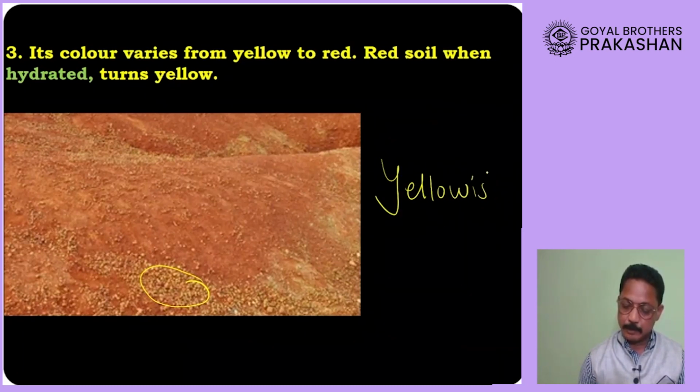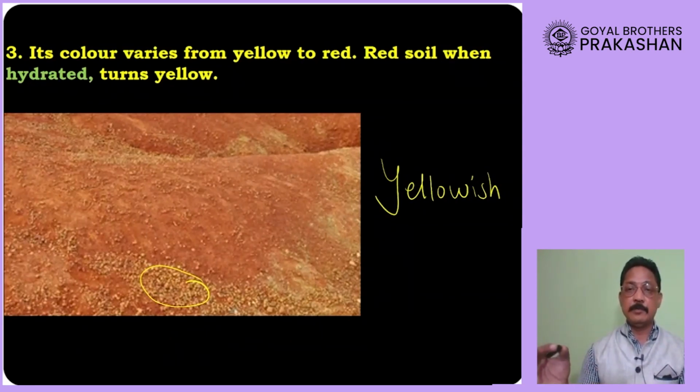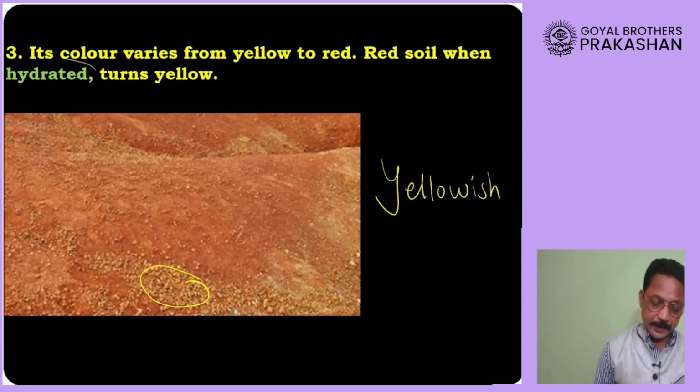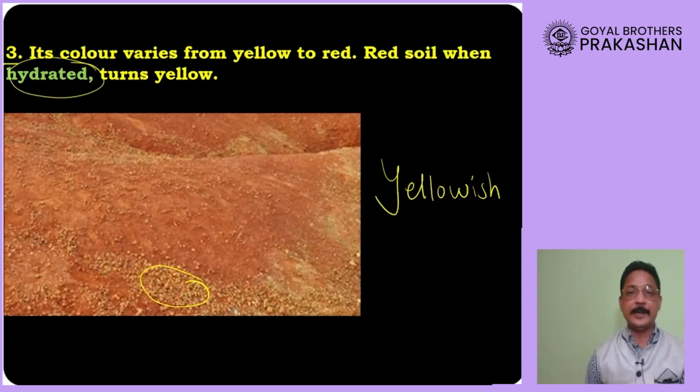Okay. So please remember, this red soil is not only red in color, but somewhere it is yellowish in color, and its color turns from red to yellow when water gets added in this soil. When water gets added, meaning when this soil is hydrated, it turns yellow in color. Okay.